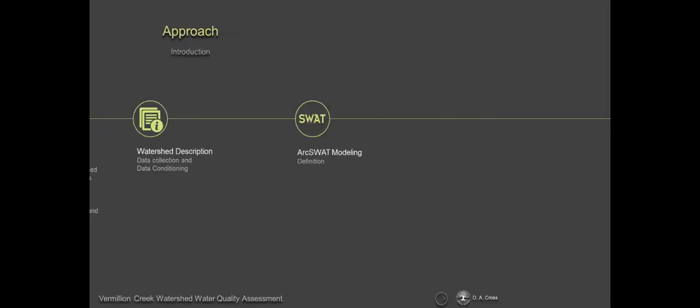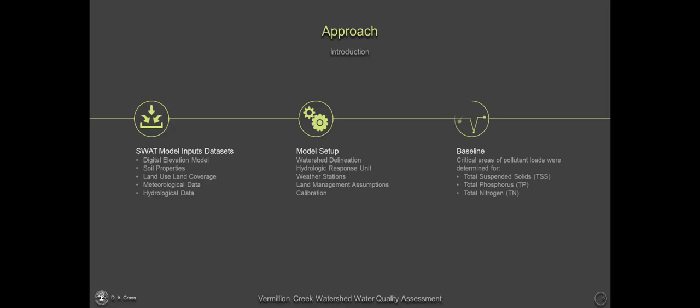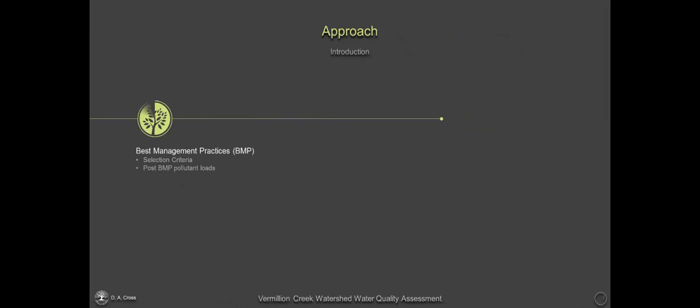In this Watershed Water Quality Assessment Report, I will first talk about the watershed, giving a brief description of its location. I will then go into the ArcSWAT modeling tool that we will use to develop the Watershed Water Quality Assessment. Next, I will go into the SWAT model input datasets, followed by model setup, and then we will go into the results and first take a look at the baseline results. Then from there, we will try to implement some best management practices, followed by an economic analysis.